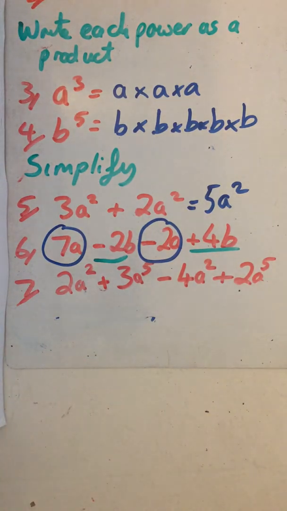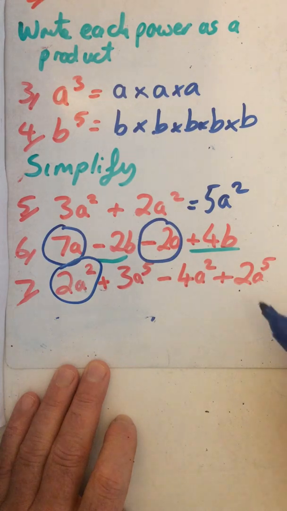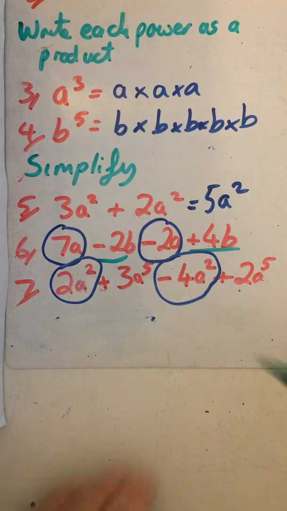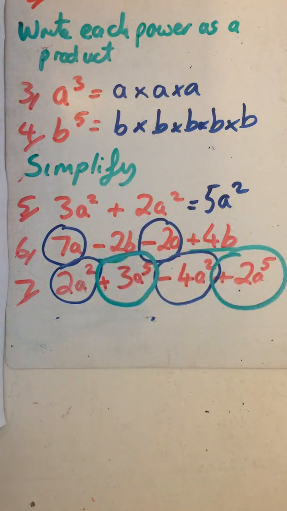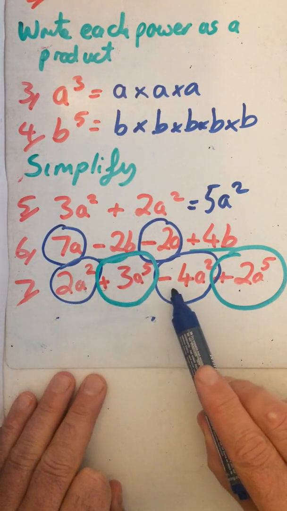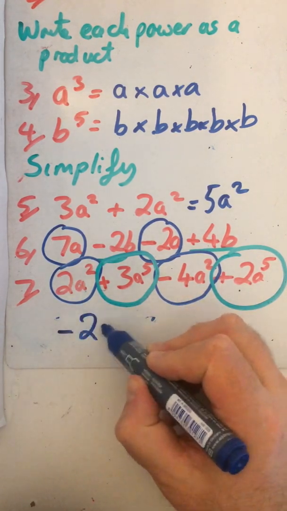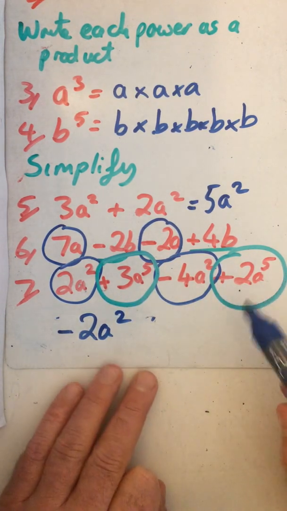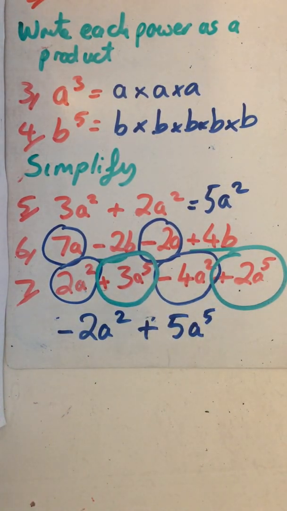And let's have a look at question 7. So again, this 2A squared and minus 4A squared, they're like terms. And positive 3A to the power of 5 and positive 2A to the power of 5 are like terms. So I can only add or subtract like terms. So 2A squared minus 4A squared: 2 take away 4 gives me minus 2A squared. Then I got 3A to the power of 5 plus 2A to the power of 5 gives me a positive 5A to the power of 5. Hopefully you got all those.